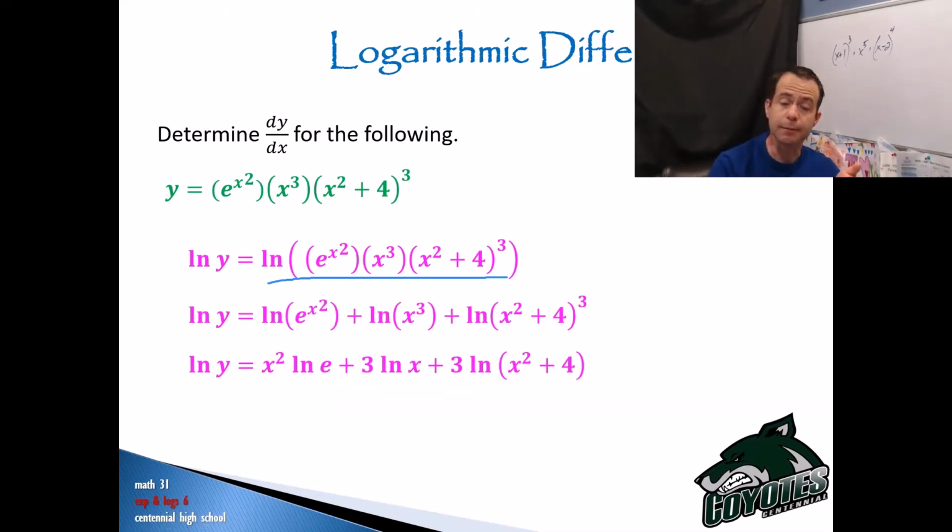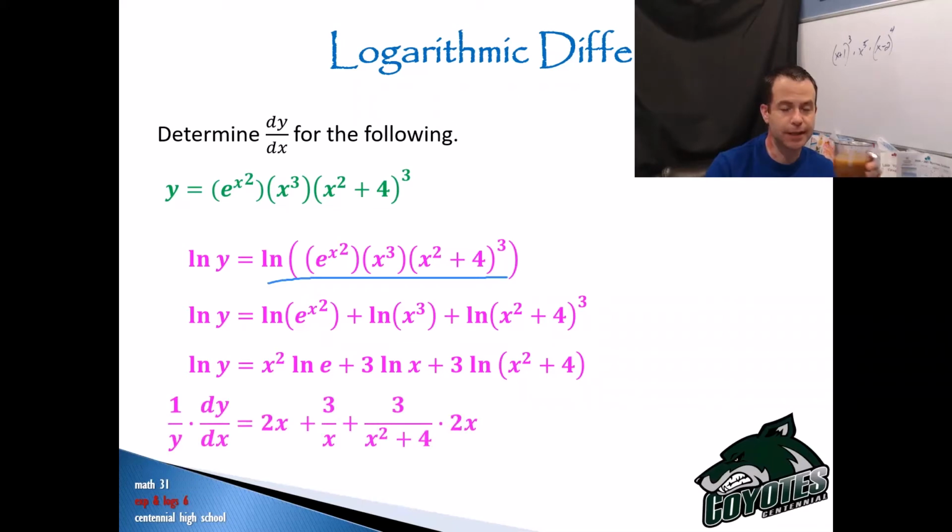Now I can take the derivative, but taking the derivative of this is actually like 1, 2, 3, 4 fairly simple questions at this stage, right? The derivative of ln y would be 1 over y times the derivative of y. Ln e is just 1, right? So we're looking at the derivative of x squared there, which is 2x. This would be 3 over x. This would be 3 over x squared plus 4, but then I have to take the derivative of the inside function, which would be 2x. Okay, so that's everything I just said.